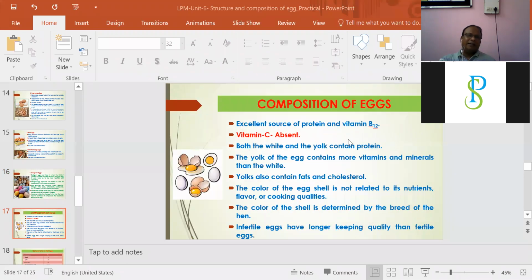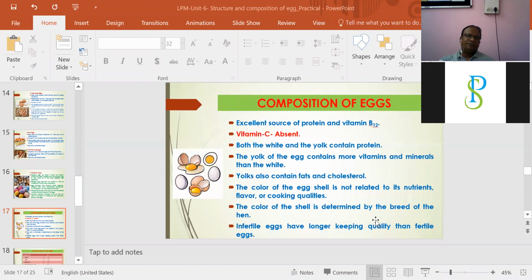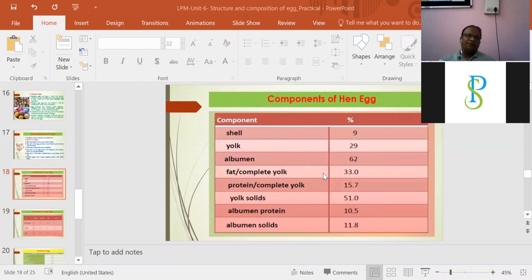Then the composition of the egg: it is a source of protein and vitamins. Vitamin C is absent. Yolk and white, or albumin, both contain protein. Yolk contains more vitamins and minerals than white. Yolk also has fat and is rich in cholesterol. The color of the eggshell is not related to nutrient, flavor, or cooking quality, because it is determined by the breed of hen. And infertile eggs have longer keeping quality than fertile eggs.